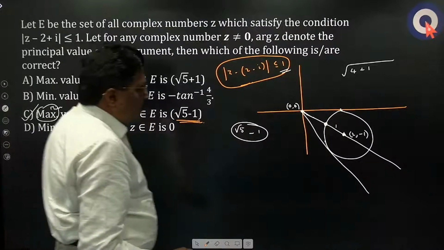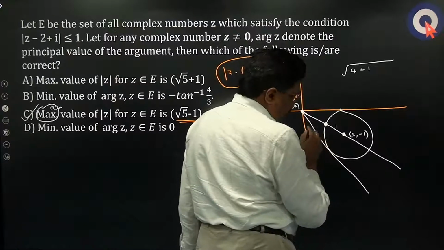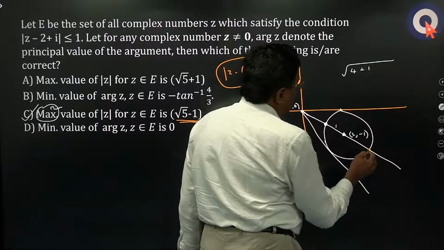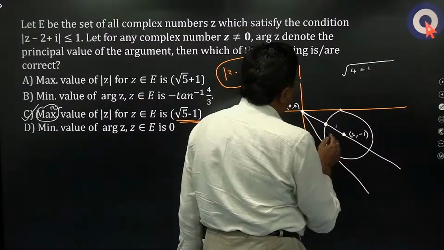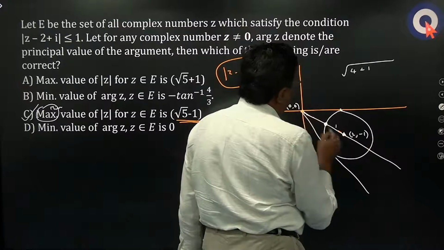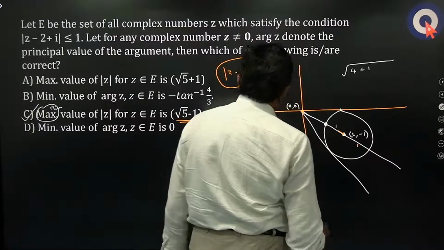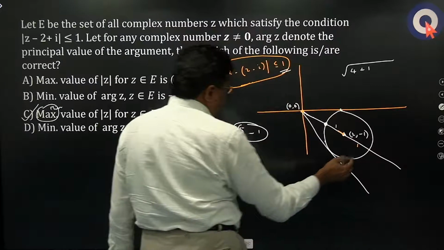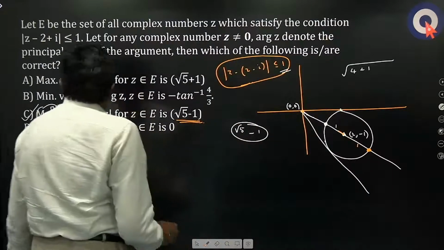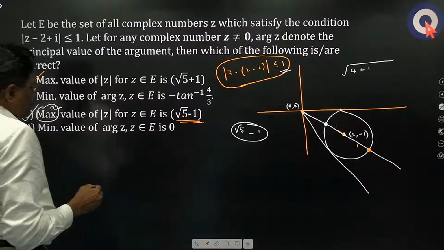Next, maximum value of mod z. When you want the maximum value of mod z, you see when z is here, you get the maximum value. From here to here it is root 5, and the radius is 1 unit. So root 5 plus 1 will become the maximum value. That happens when z comes here. Root 5 plus 1, yeah.